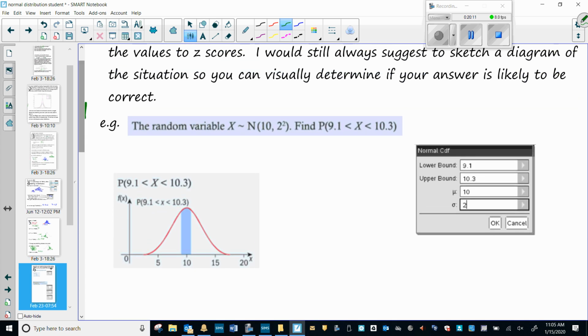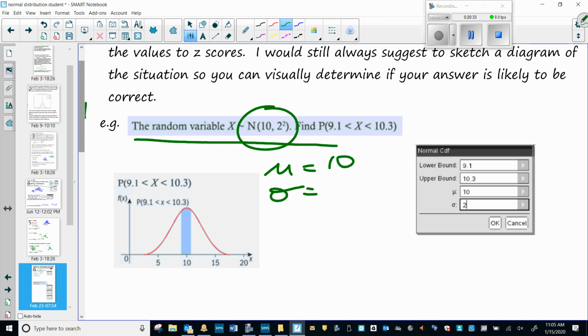So here we go. As I said, sometimes they will have lots of words involved, sometimes they will just have something like this. They've said the random variable X, and here the N tells us it's normally distributed. So what's our mean from this? 10. And our standard deviation is, careful, 2. Because the squared is just there. Remember, it's either written as the standard deviation squared or the standard deviation on its own. If you see the squared, that's just your standard deviation.